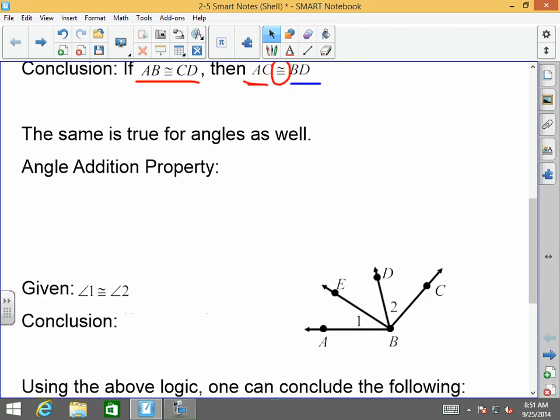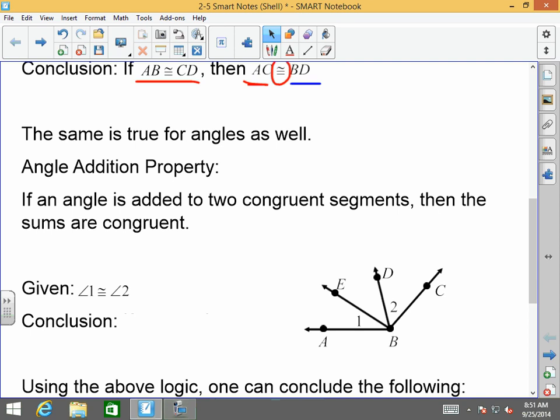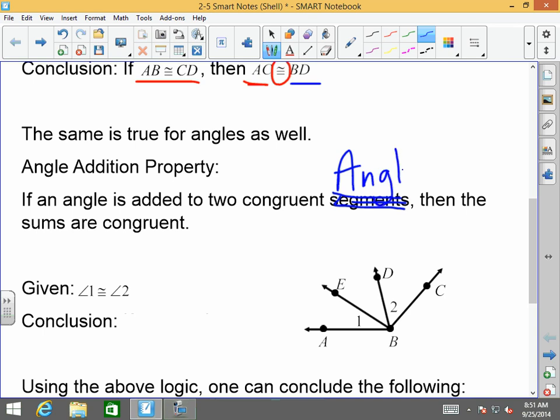The same is true for angles as well. The angle addition postulate, gentlemen, is if an angle is added to two congruent angles, then the sums are congruent. For example, let's look at the angles that I have here to the right, below the definition. Given angle 1 is congruent to angle 2, you know me, I'm super label happy. So these two guys are congruent.